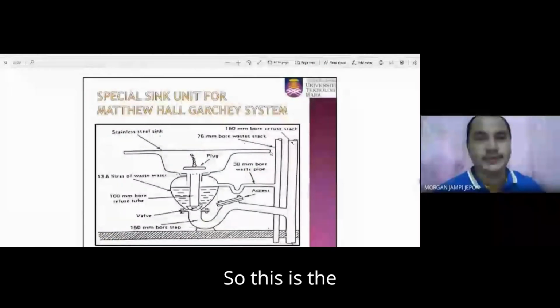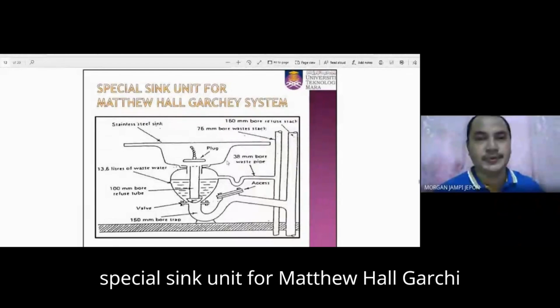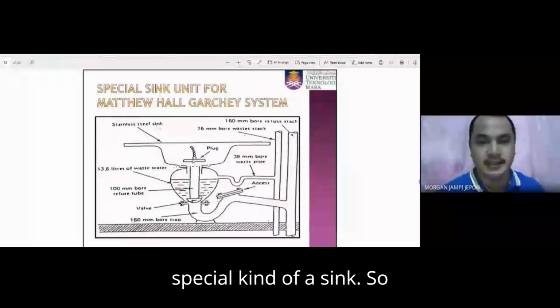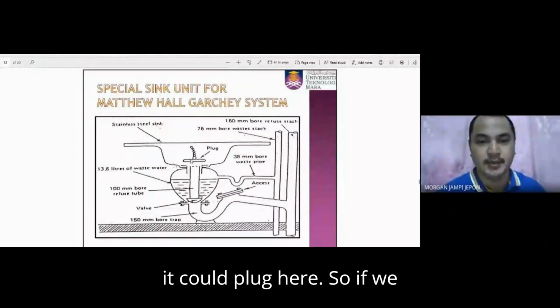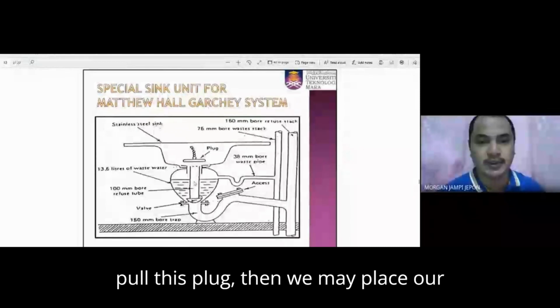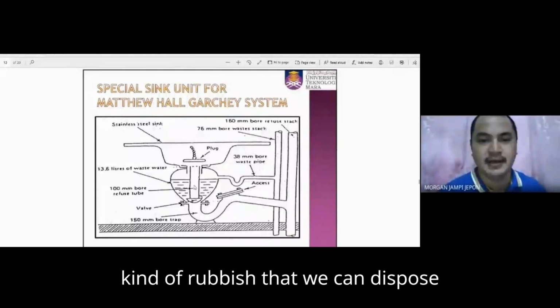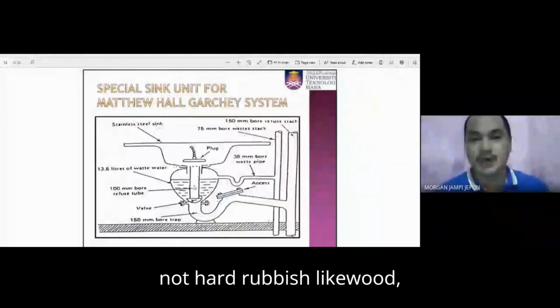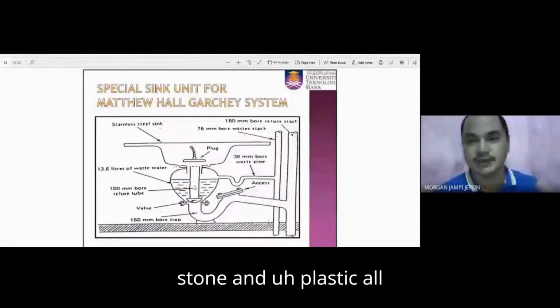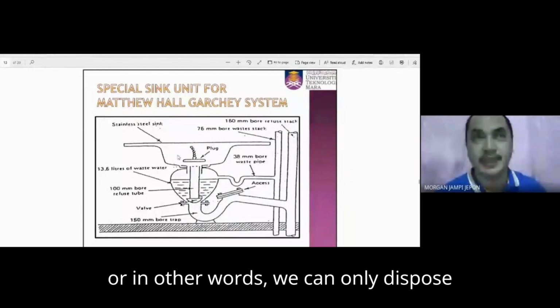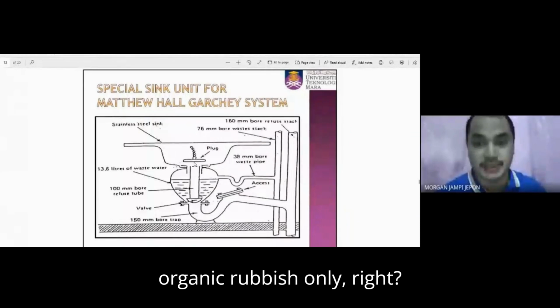So this is the special sink unit for the Matthew Hall Garchi system. As you can see, it's using a special kind of sink. It has a plug here. If we pull this plug, we may place our rubbish, and the kind of rubbish that we can dispose through this system is soft rubbish, not hard rubbish like wood, stone, and plastic. Otherwise it will be blocked inside this piping system. In other words, we can only dispose of organic rubbish.